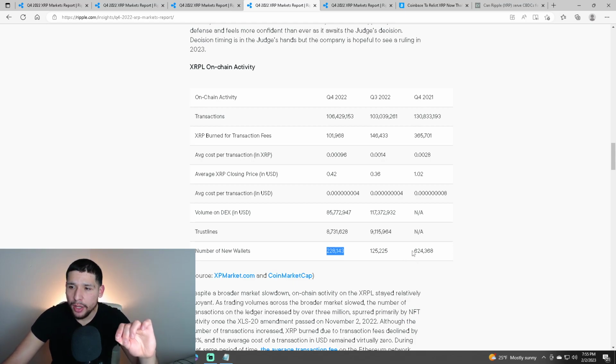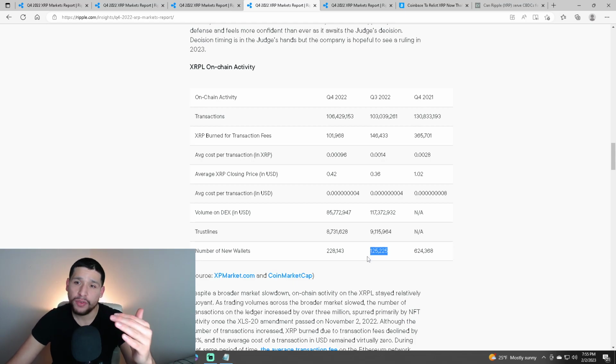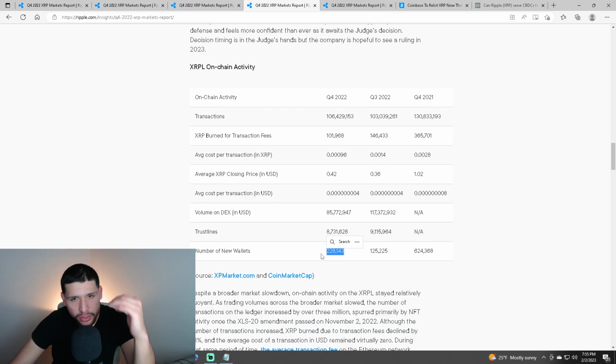As you guys can see, right here was quarter four of 2021. That's when we were in the peak of the bull market, and as you can see, it was 624,000. Quarter three, we were in a bear market, which was at $125,000. But we did pick up in quarter four because, as you guys know, people are learning more about crypto.